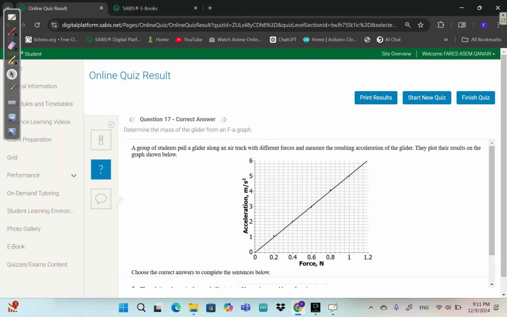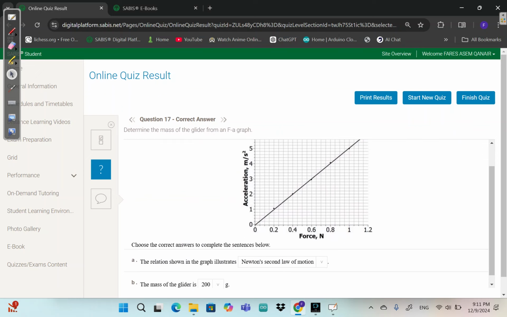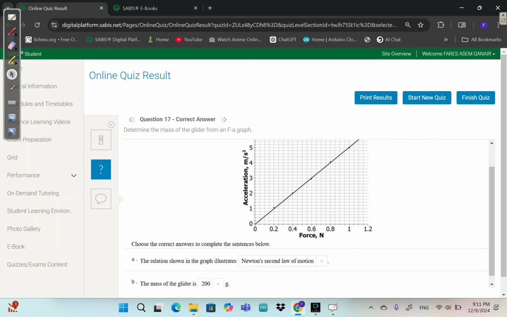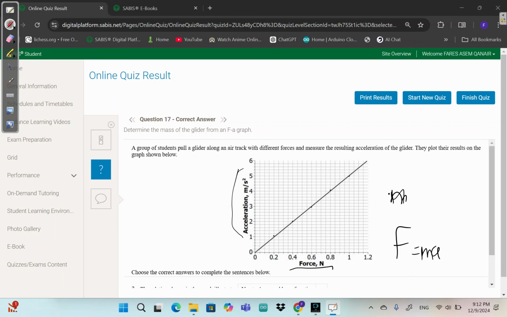A group of students pull a glider along an air track with different forces and measure the resulting acceleration of the glider. They plot the results on the graph shown below. The relation shown in the graph illustrates what? We can see that there's acceleration and there's force. So it's F and A. So we know that what rule has F and A together? It's Newton's second law, which is F equals mass times acceleration. So the answer is Newton's second law. You need to memorize that F equals ma is Newton's second law.